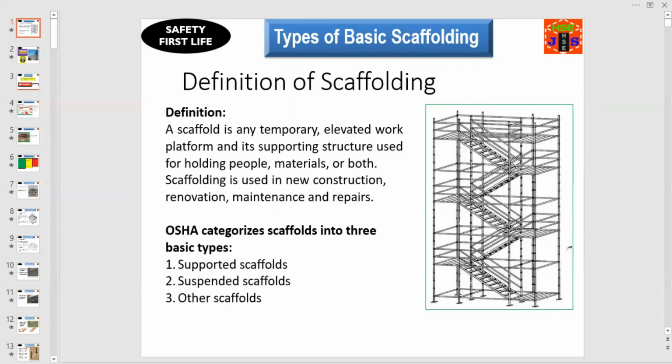Very basic question: what is a scaffold and what is it used for? A scaffold is any temporary elevated work platform and its supporting structure used for holding people, materials, or both. Scaffolding is used in new construction, renovation, maintenance, and repairs. OSHA categorizes scaffolds into three basic types. Number one, supported scaffolds. Number two, suspended scaffolds. And number three, other scaffolds. These other scaffolds also have different types.